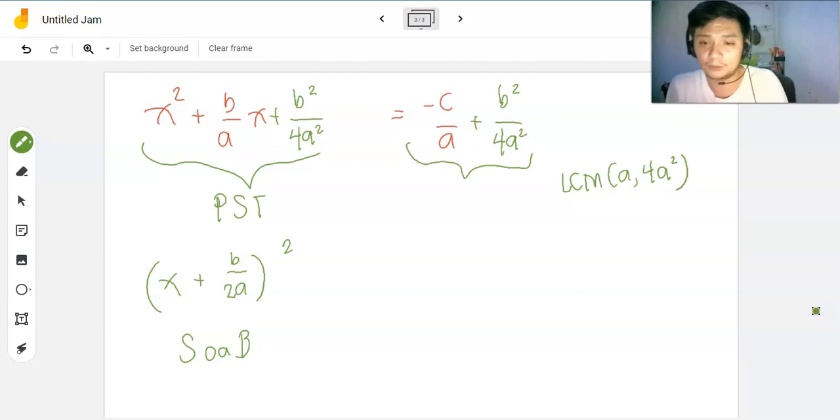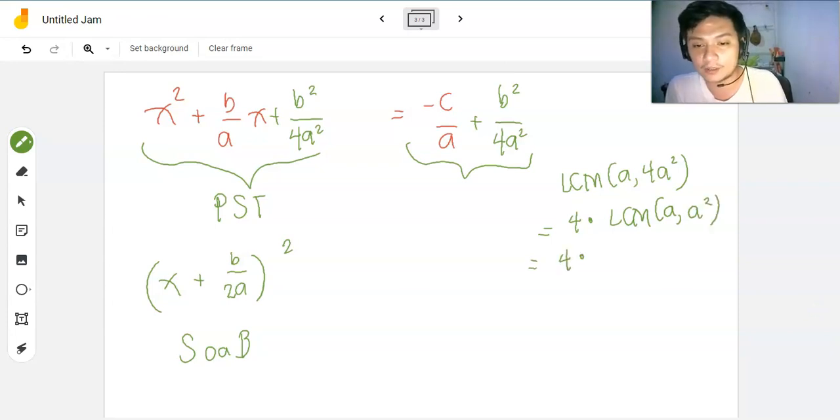Okay? So, since the other numerical coefficient involved here is just 1, the coefficient of a here, which is 1, it means the LCM of these two should be equal to 4 times the LCM of a and a squared. Okay? So, 4 times what? A and a squared happen to have the same base. So, we copy that common base, which is a, and then raise it to the highest exponent of a in this set, and that is 2. So, 4 times a squared, 4a squared.